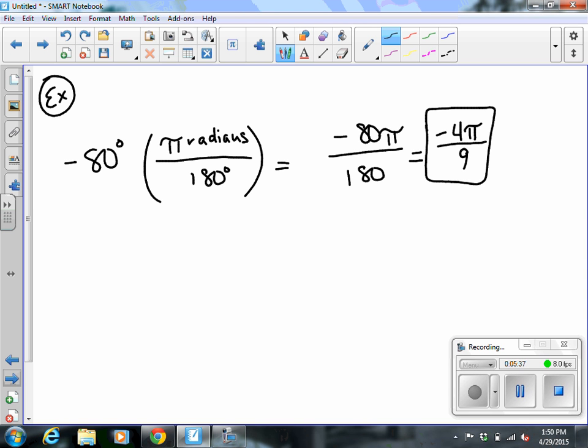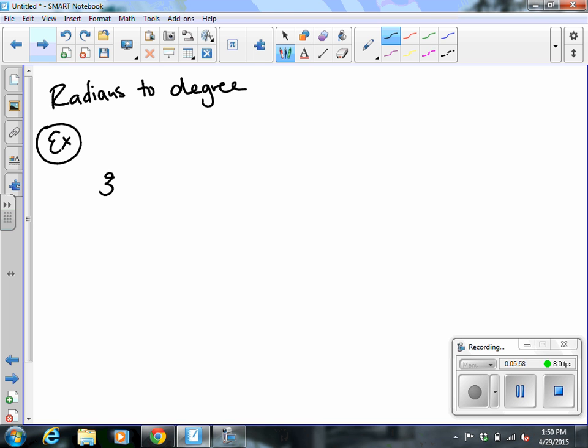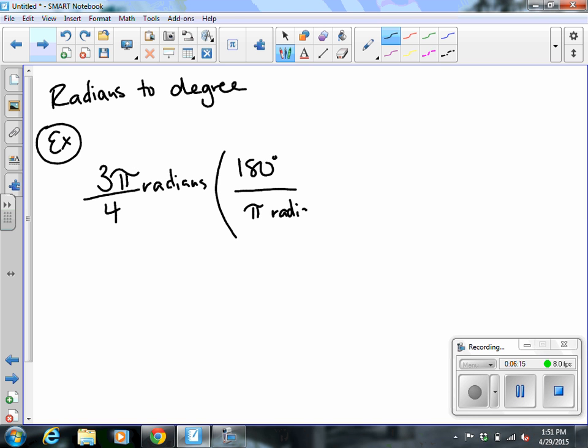Now that we've worked with converting degrees to radians, let's go the other way. Let's go radians to degrees. So let's say that I have 3 pi over 4. And this is in radians, so I know I'm going to have to multiply by the flip-flop, 180 degrees over pi radians, so that my unit conversion goes to degrees.